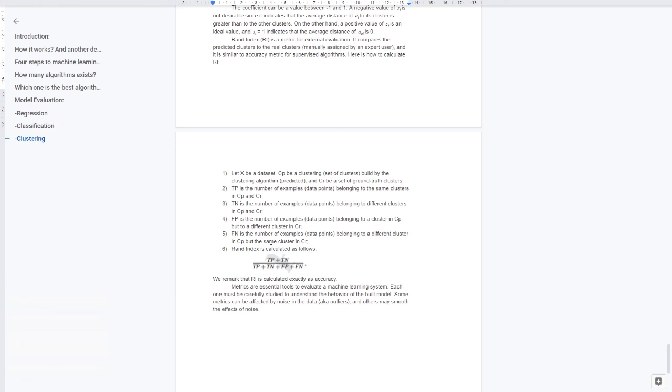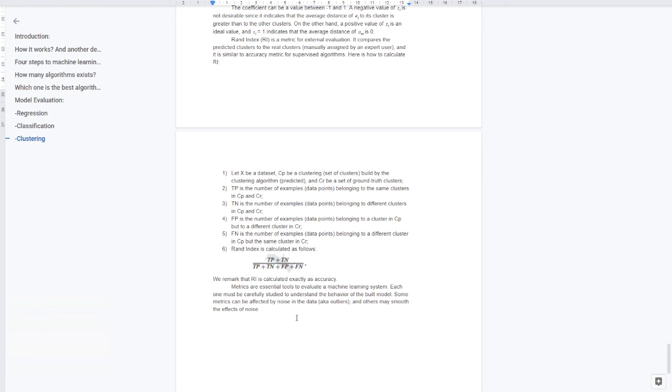Six, Rand index is calculated as follows: true positive plus true negative divided by true positive plus true negative plus false positive plus false negative. We remark that RI is calculated exactly as accuracy.